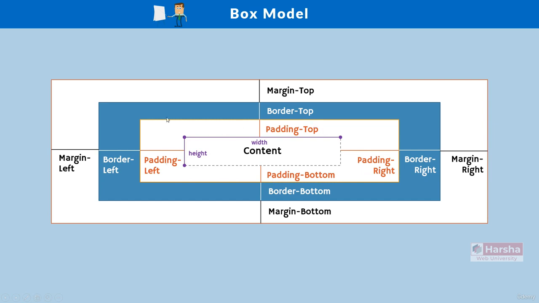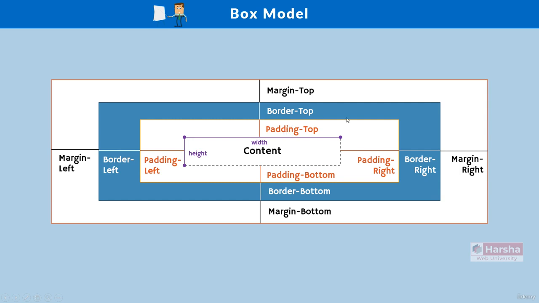And outside the padding, border is maintained surrounding the elements. So this is border top, border right, border bottom, and border left. By default, for most of the elements, padding is 0 and border is 0. That's why you don't see any border for most of the elements, such as headings, div tags, and paragraphs. And padding is 0 by default. So that's why you don't see any space between the border and content.